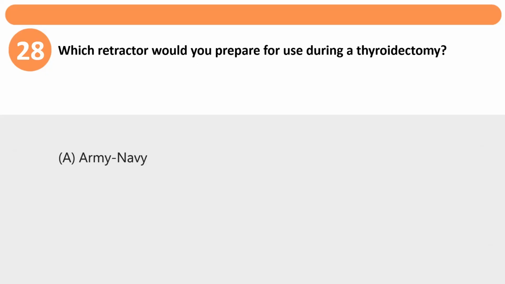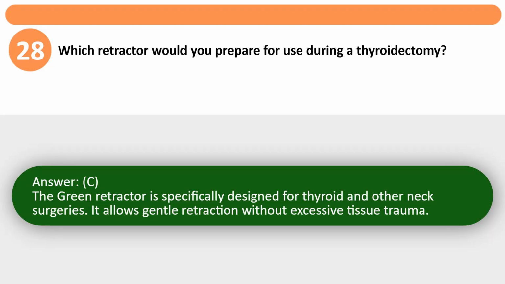Which retractor would you prepare for use during a thyroidectomy? A. Army-Navy. B. Richardson. C. Green. D. Deaver. Answer, C. The Green retractor is specifically designed for thyroid and other neck surgeries. It allows gentle retraction without excessive tissue trauma.